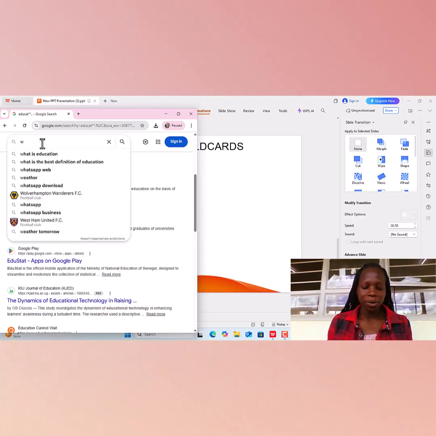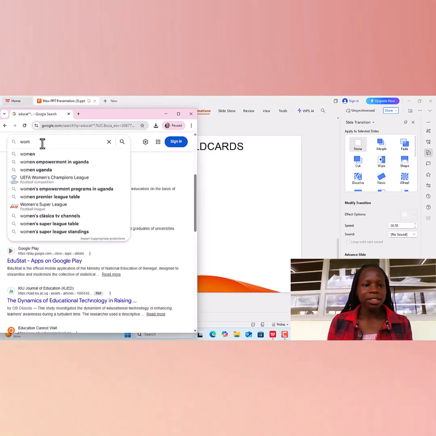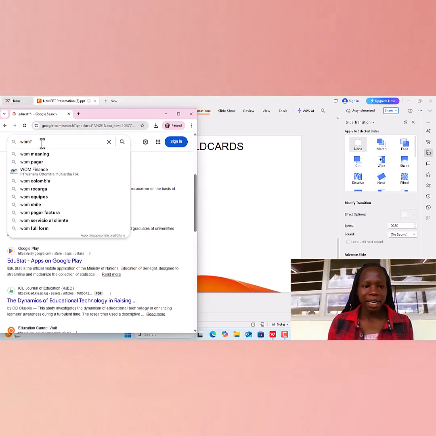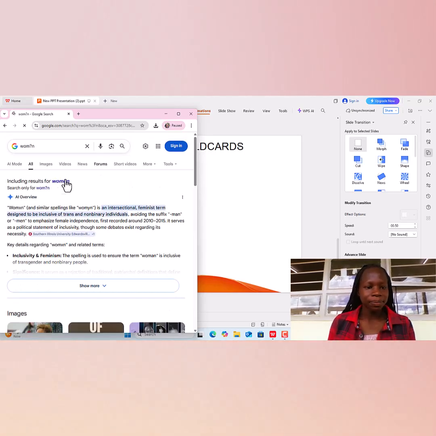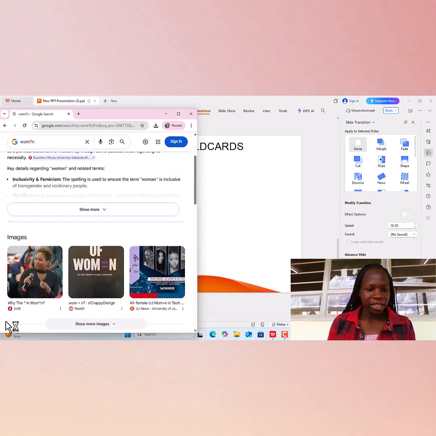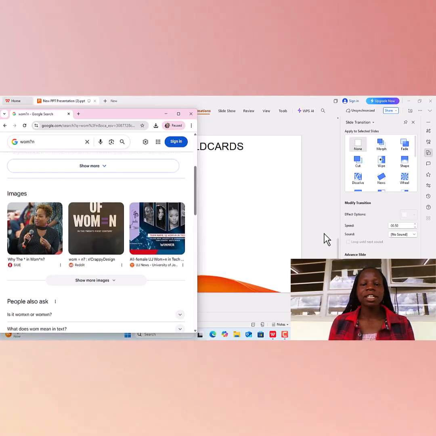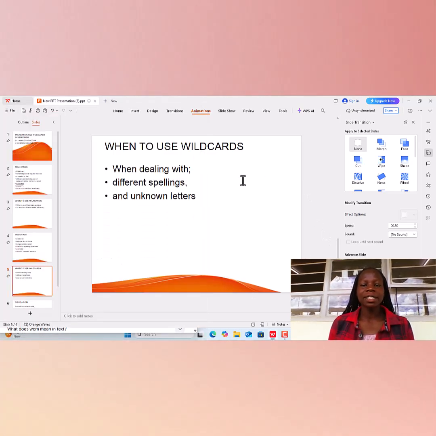We're going to type here woman. Then instead of writing the letter A, we are going to put a question mark. Then you will see the different words it's going to mean, including results for women. It has brought for us different wordings, the Y in women, then we have women of, like the different wordings that came from that same word. So that's basically how we use wildcards and truncation.